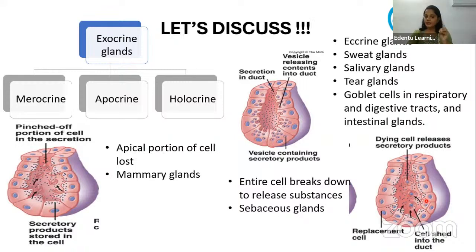Apocrine means only the apical portion of the cell gets destroyed. Merocrine means the secretory product will be contained in vesicles, and only the vesicles will be released. Now, one example of this holocrine type of secretion is the sebaceous glands.